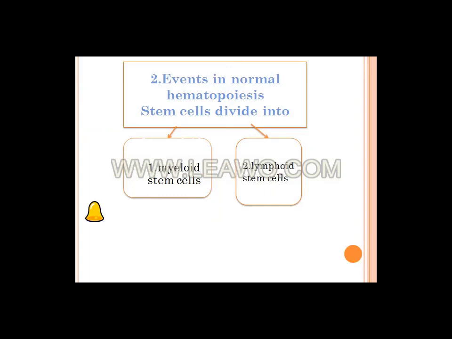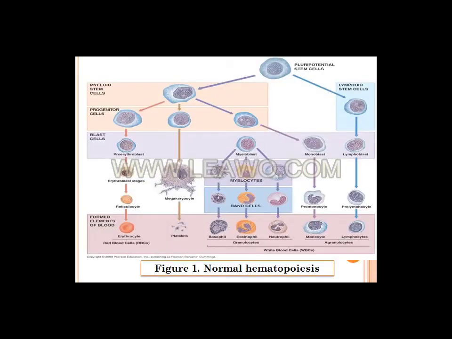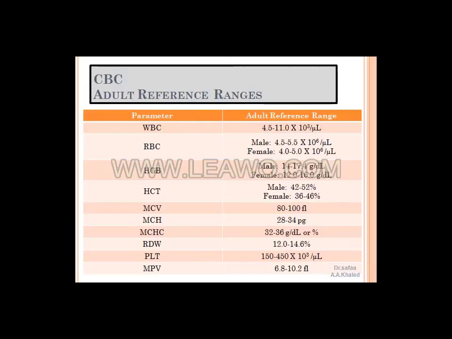Events in normal hemopoiesis: stem cells divide into myeloid stem cells and lymphoid stem cells. Just remember that all blood cells arise from myeloid stem cells except for lymphocytes. This figure shows normal hematopoiesis. As you see, the pluripotential stem cell gives two stem cells, which are myeloid stem cells and lymphoid stem cells. All blood cells originate from the myeloid stem cell except for lymphocytes.